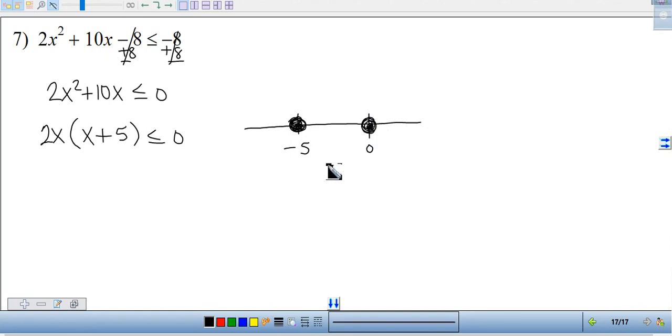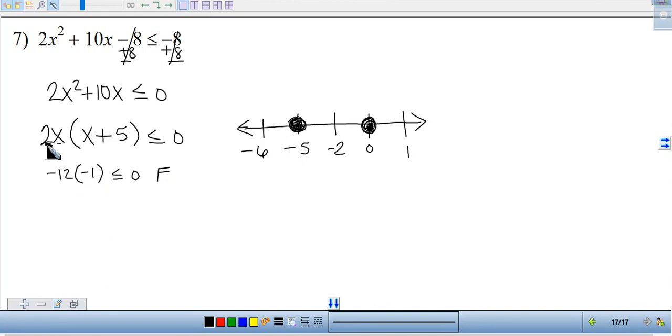And now it's time to choose 3 points so that we can test. Something smaller would be negative 6. Something in the middle, I don't know, negative 1 or negative 2. Why not negative 2? And then something bigger, let's just choose 1. So when we plug these numbers in, 2 times negative 6 is negative 12, and negative 6 plus 5 is negative 1. When I multiply that, I get positive 12 is less than 0. That's not true.